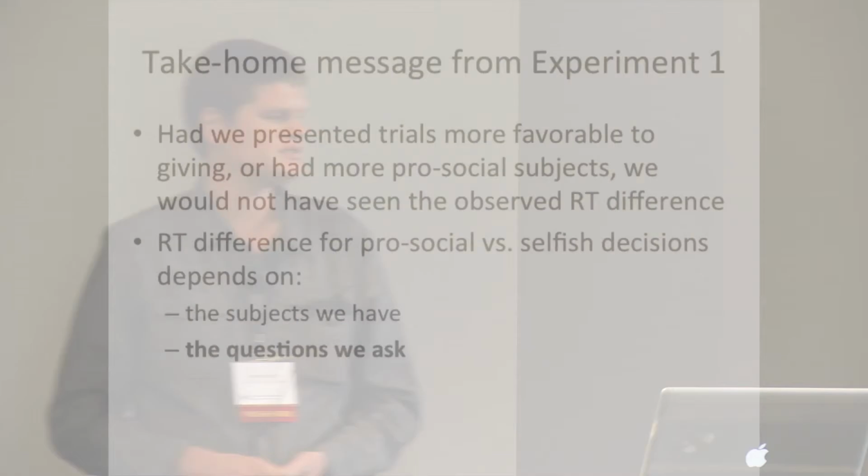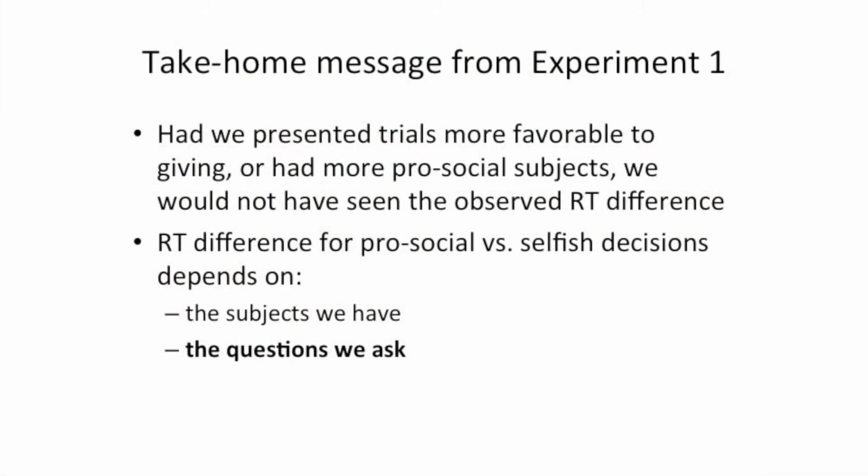So the take-home message from experiment 1 is, had we presented trials more favorable to giving, or perhaps had more pro-social subjects, we would not have seen that observed RT difference. So the RT difference for pro-social versus selfish decisions depends on A, the subjects we have, but B, more importantly, on the questions we ask. These RT differences are very likely due to artifacts of our experiment.